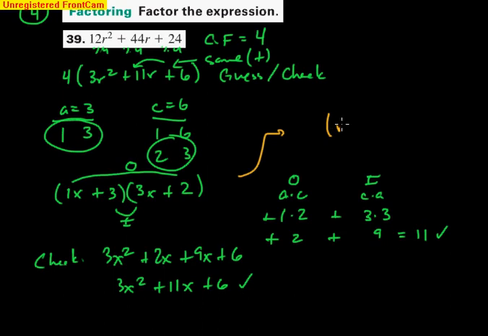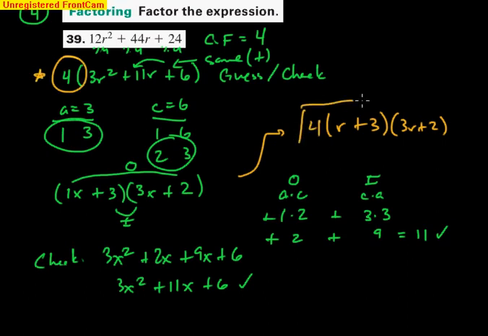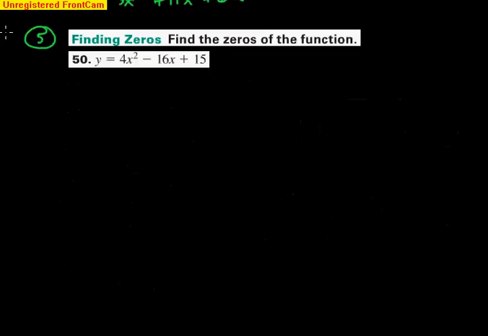Not x, r. They are r's. r plus 3, 3r plus 2, and then the 4, don't forget about that 4, goes way out in front. And there you go. Here's a guess and check method. If you don't like the guess and check method, I challenge you to do it using the AC method and see if you still get the right answer.